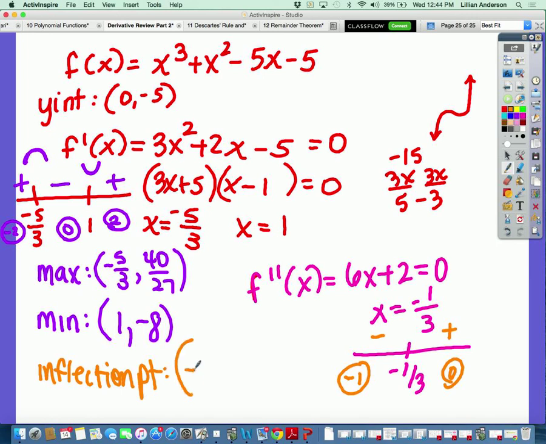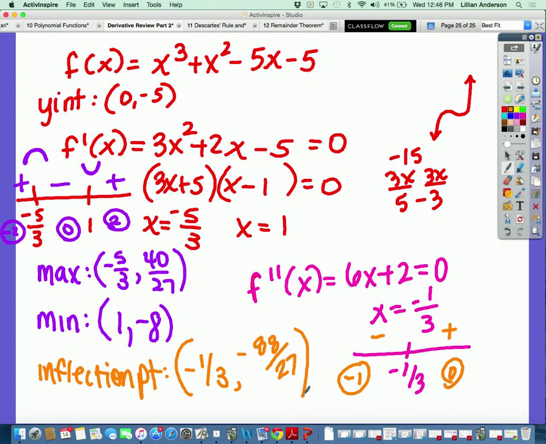So let's find that inflection point. Plug it back into the original. Did you guys get negative 88 over 27? Negative 88 over 27, which is 3 and some change.